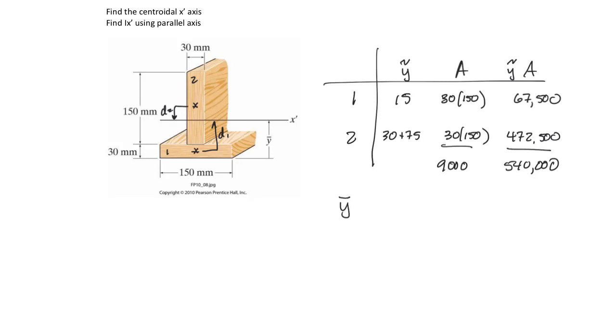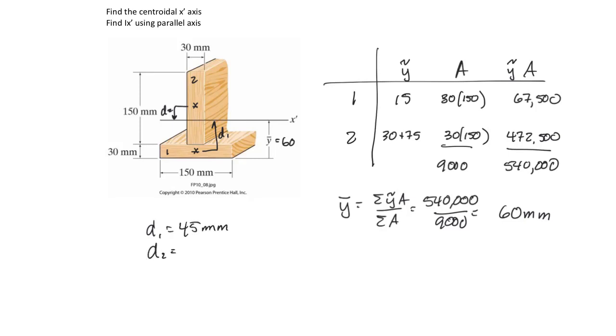All right, I can find y bar is equal to the sum of y tilde area over the sum of the areas. So that's equal to 540 over 9,000. That gets me 60 millimeters. Okay, so that gives me 60 millimeters up to there. Now let's find out our distances. These are the distances for using the parallel axis theorem. So D1, which is on the bottom down here, if this distance here is 60, and this distance here is 15 up from the very bottom, it gives me D1 is equal to 45 millimeters.